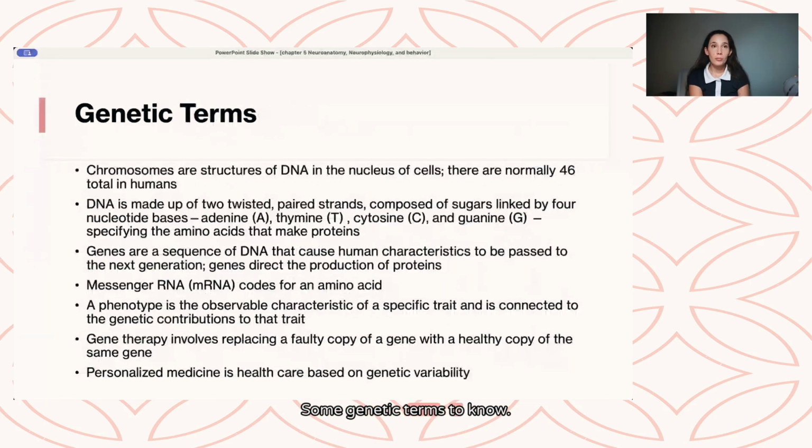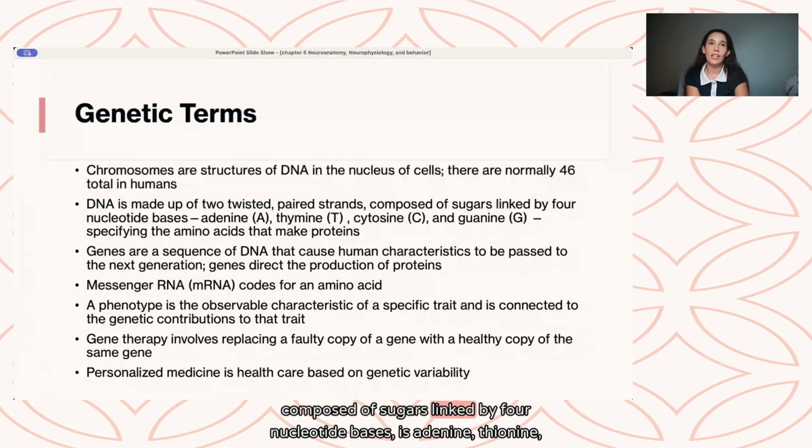Some genetic terms to know. So chromosomes are structures of DNA in the nucleus of the cell. There are normally 46 in total in humans. DNA is made up of two twisted paired strands composed of sugars linked by 4 nucleotide bases, which are adenine, thymine, cytosine, and guanine, specifying the amino acids that make the proteins.